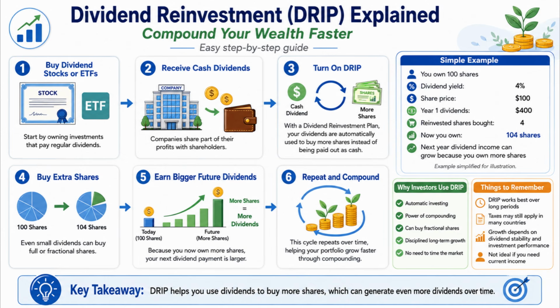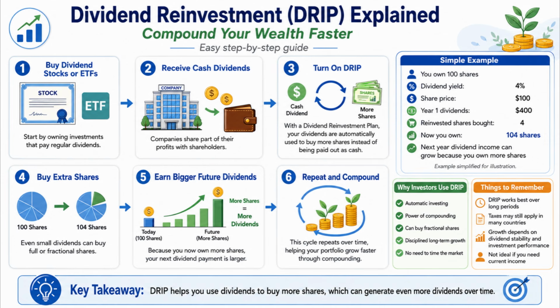In this video we will discuss dividend reinvestment, also known as DRIP, and how it can help investors compound their wealth faster over time. To begin with, a DRIP starts when you buy dividend-paying stocks or dividend ETFs. These are investments that regularly share part of their profit with shareholders in the form of dividends.